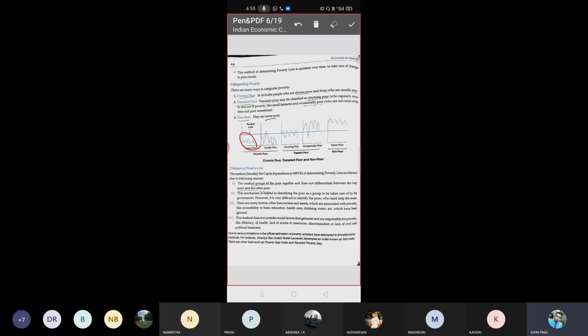The next one is transient poor. For the transient poor, their salary will have a lot of fluctuations. Sometimes their income will be above the poverty line, sometimes it goes under the poverty line. You can take seasonal workers, seasonal employees. They don't have regular incomes.